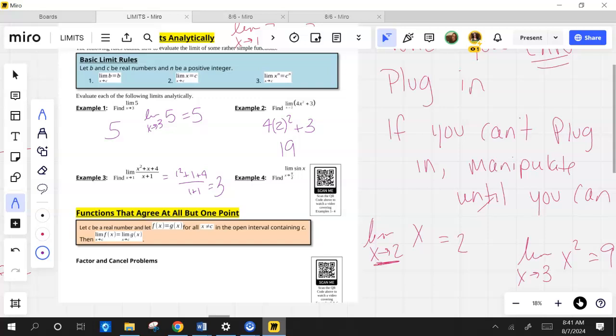What is it? 5. This would definitely be a non-calculator problem.